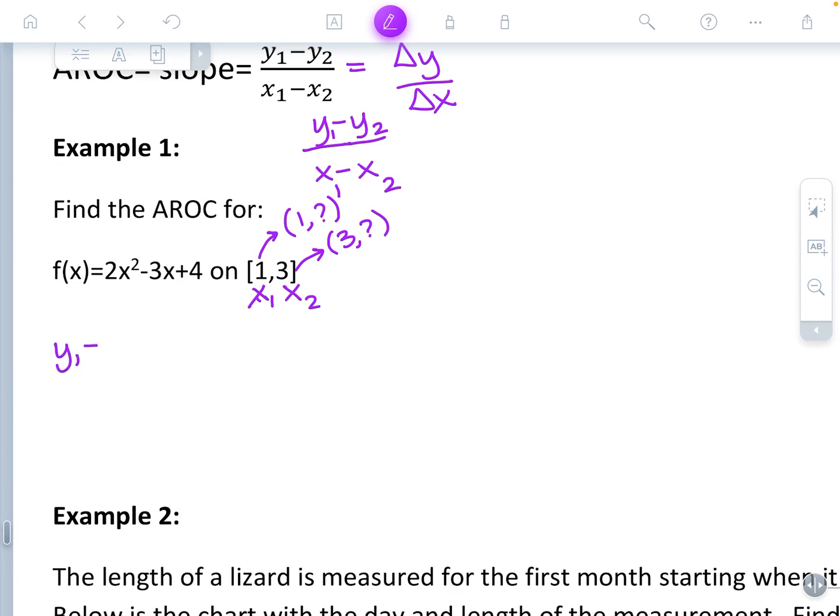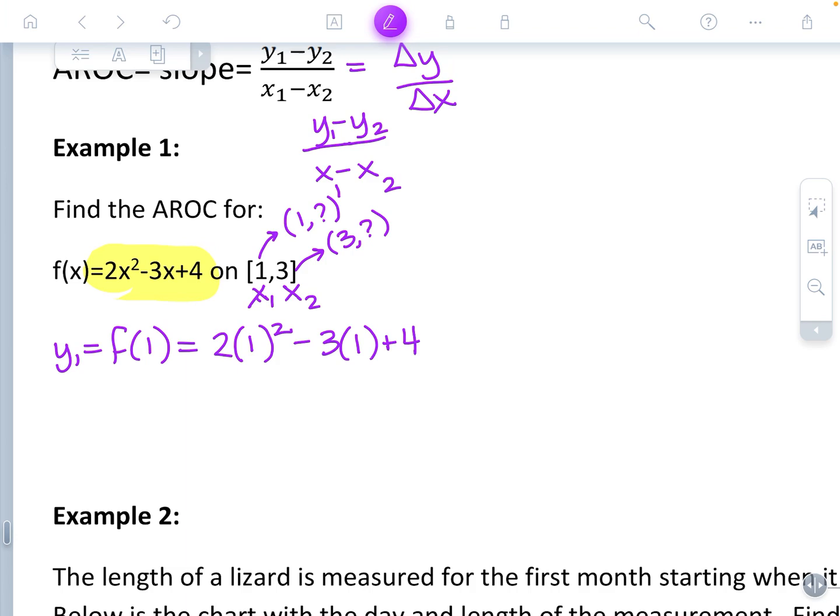To find y1, we're going to do f of x1 or f of 1. That f of 1 just means that you're going to plug in 1 everywhere you see an x. So we're going to write our function. So this guy, you're going to refer to that guy very frequently. We're going to write our function, but everywhere you see an x, write a 1 instead. Okay. So you could plug this directly into your calculator. I'm just going to do it.